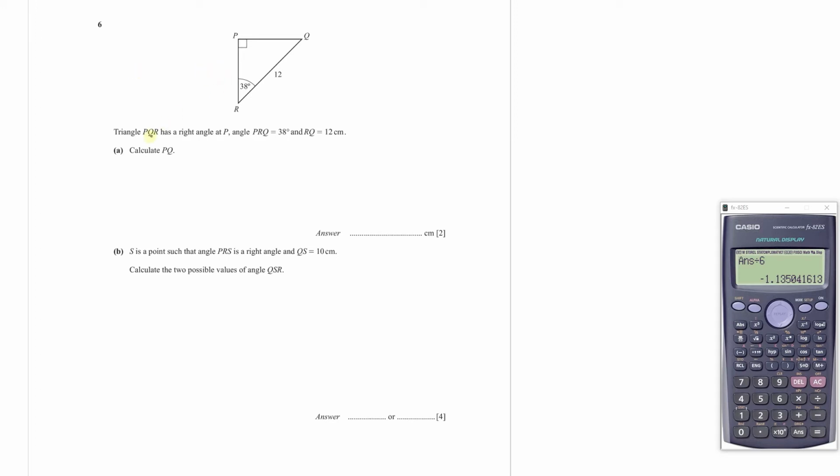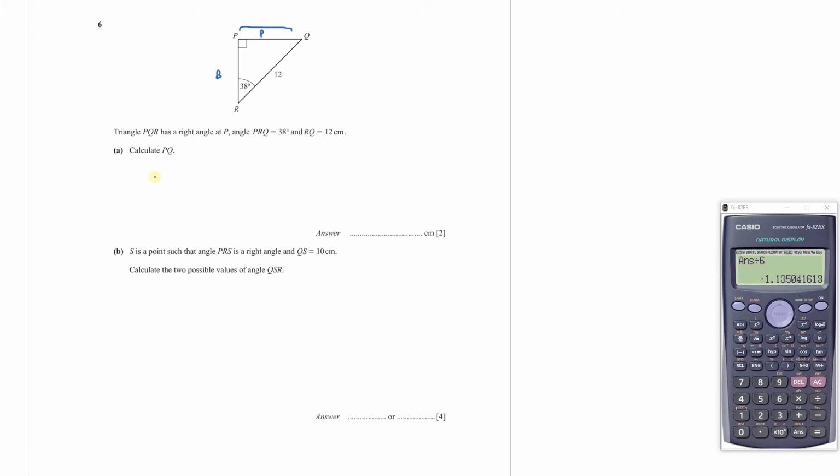Question number 6 is triangle PQR has a right angle at P, and this angle is 38 degrees. This length is 12 centimeter. Calculate PQ. So PQ is this line. So if you take this angle, this is your base and this is your perpendicular.